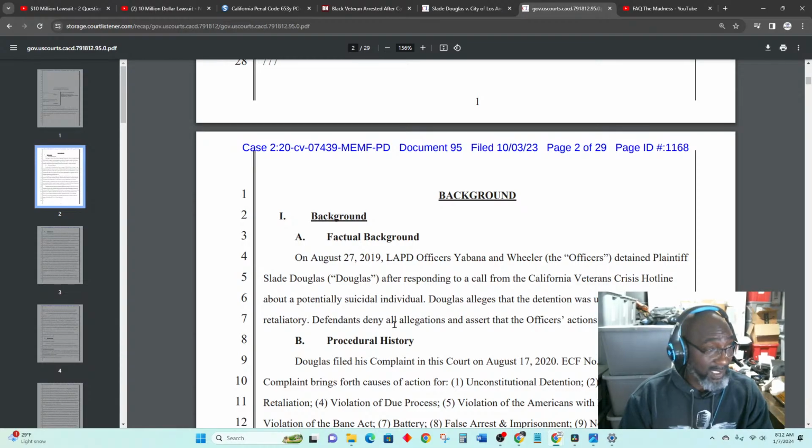And in this, there's only a very small background that indicates what the factual background is. But it says, on August 27th, 2019, LAPD officers Ibana and Wheeler, the officers, detained plaintiff Slade Douglas after responding to a call from the California Veterans Crisis Hotline about a potentially suicidal individual. Douglas alleges that the detention was unlawful and retaliatory. Defendants deny all allegations and assert that the officers' actions were lawful.